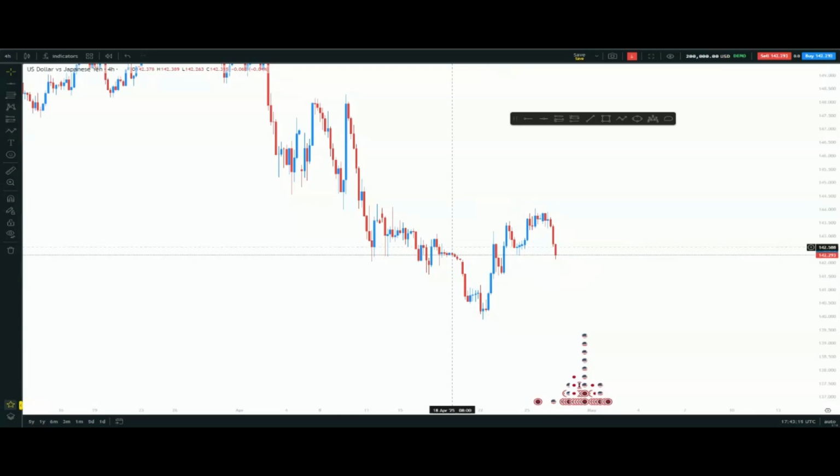So without wasting time, let's start by marking up our zones. First of all, when I'm marking up my zones, I start from the higher time frame, which is the daily time frame.